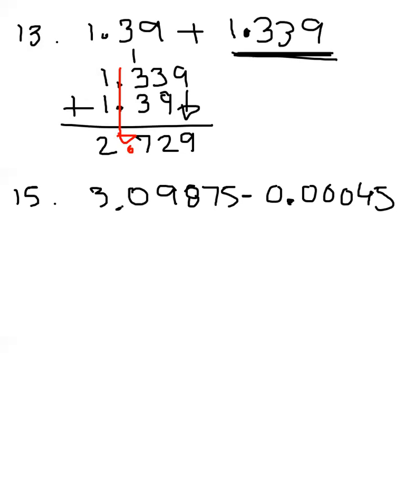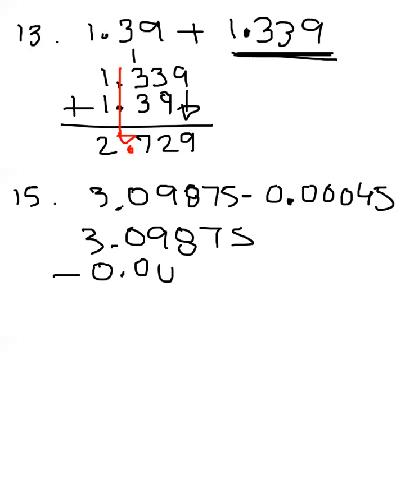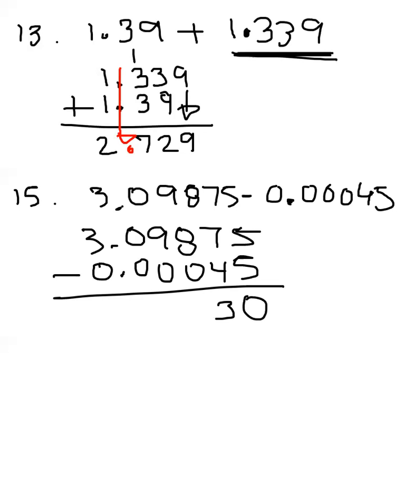Okay, so 3.0987 minus 0.00045. Okay, so 5 minus 5 is 0. 7 minus 4 is 3. 8 minus 0 is 8. 9 minus 0 is 9. 0 minus 0 is 0. 3 minus 0 is 3. And that will be our answer.